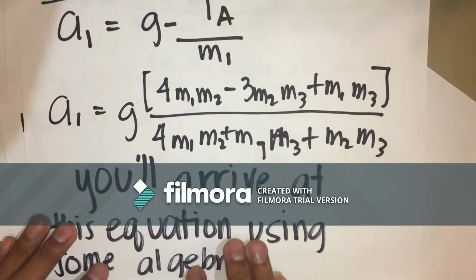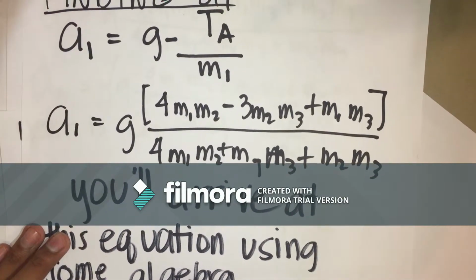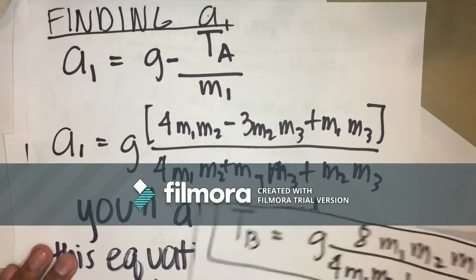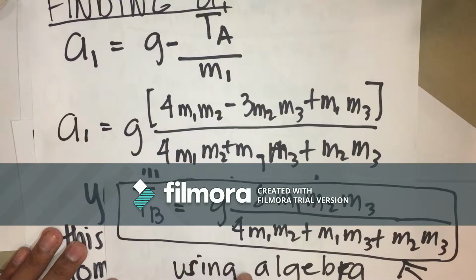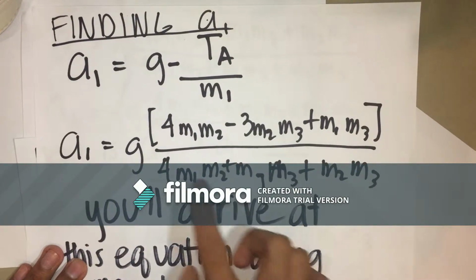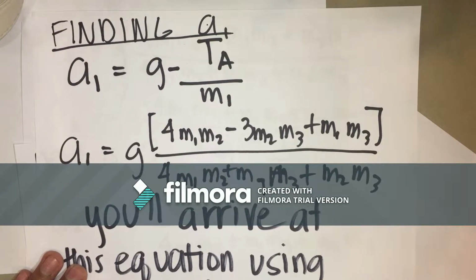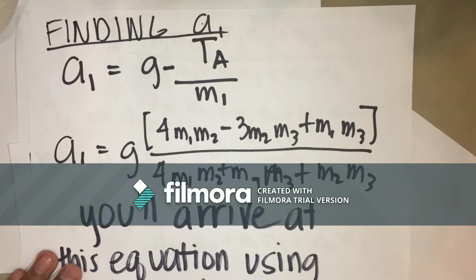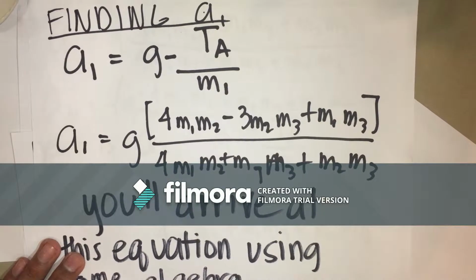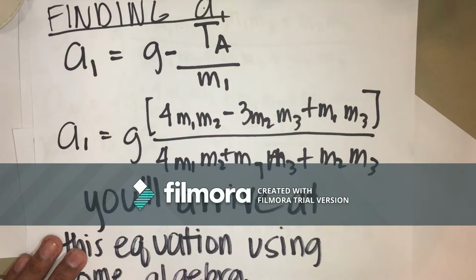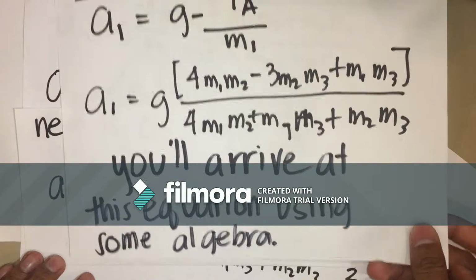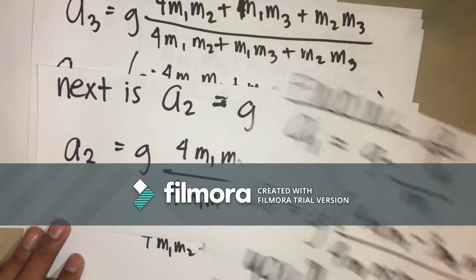Next, finding A1. A1 is equal to G minus TA over M1. So we just put TA here, then divide it by M1. Then we'll get G times quantity 4 M1 M2 minus 3 M2 M3 plus M1 M3 all over 4 M1 M2 plus M1 M3 plus M2 M3. You'll arrive at this equation using some algebra.